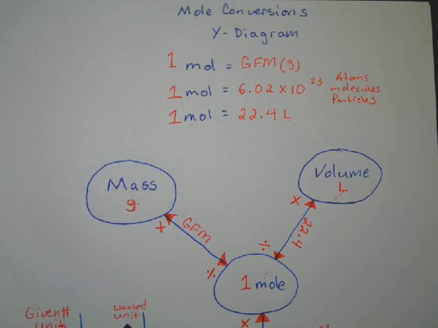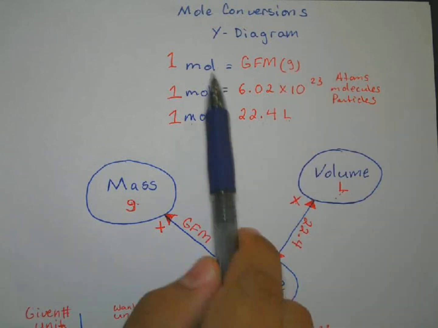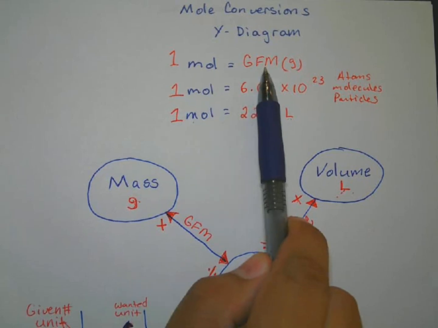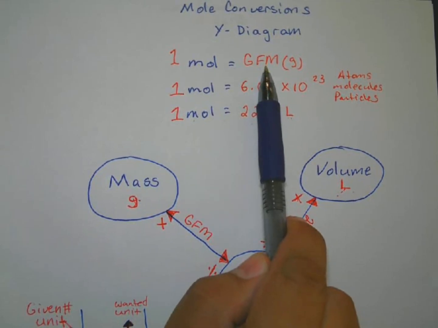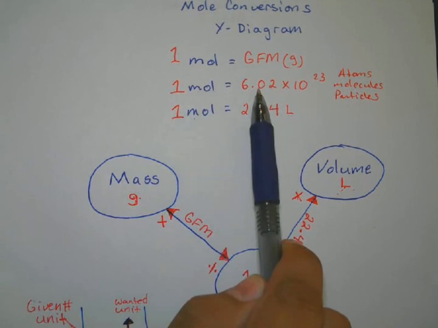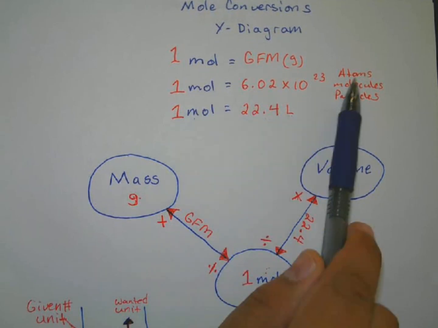Now, we've covered a lot of materials so far. The previous week we learned about the mole, okay? We learned that 1 mole is equal to the gram formula mass or molar mass. That's where you break apart the elements and add your weights up from the periodic table. We learned that 1 mole is equal to 6.02 times 10 to the 23rd atoms, molecules, or particles.